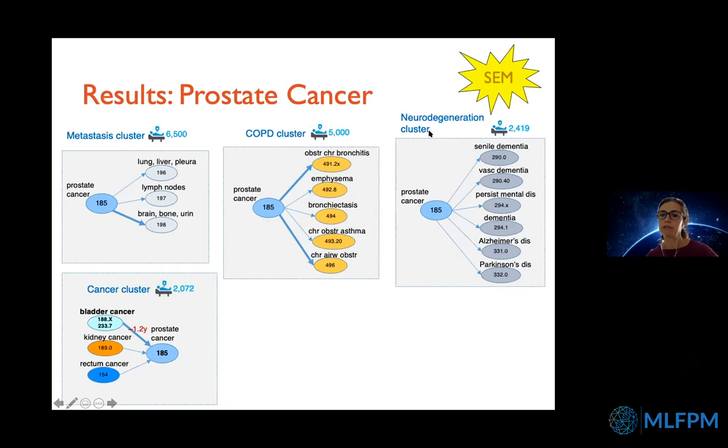The next cluster is one that has diseases related to neurodegeneration. And this also was quite interesting due to the large number of patients that were allocated to these trajectories and this cluster. And finally, there was another cluster in which we find several different types of cancer that then lead to prostate cancer.